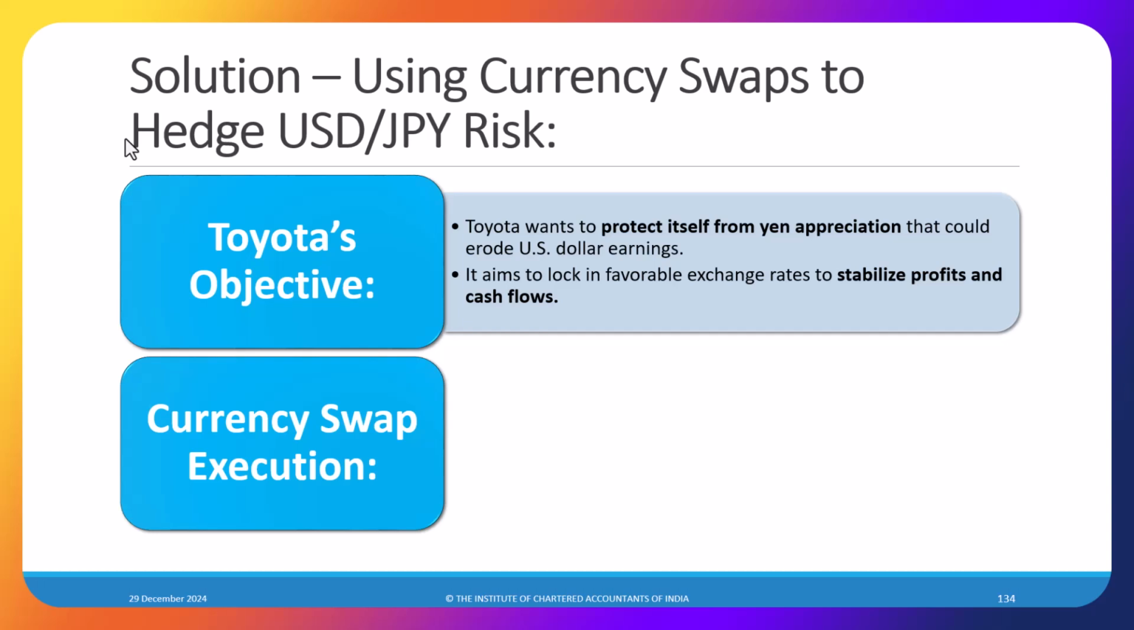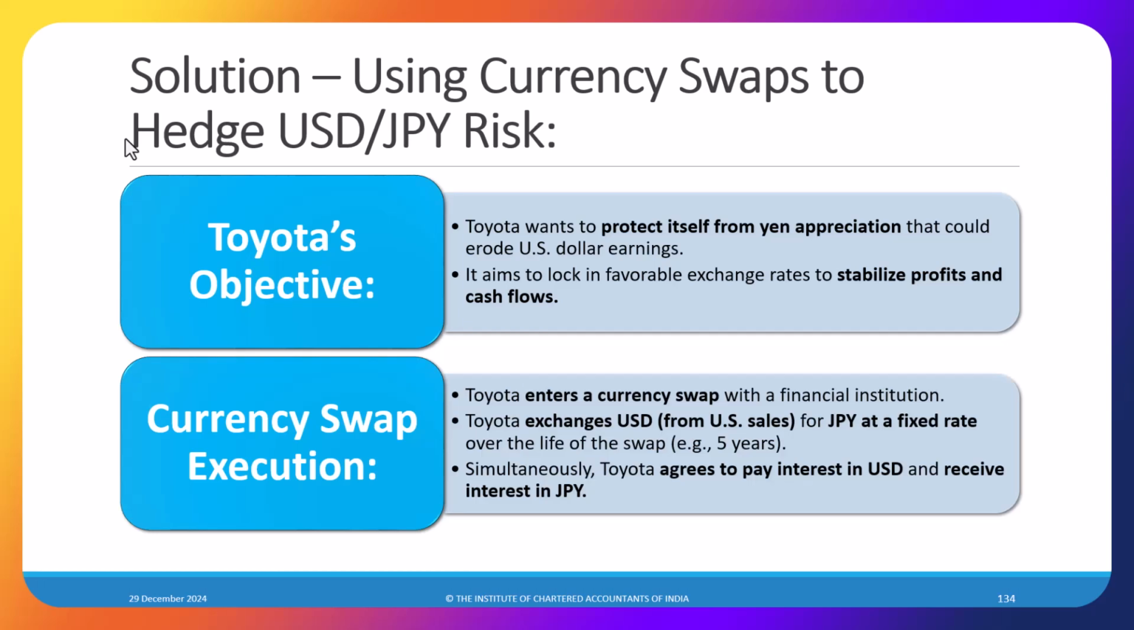Toyota enters into a currency swap with a financial institution or a bank, or they can even float bonds there. Toyota exchanges US dollars from US sales. So, whatever the sales which are happening there, they are going to earn that money. So, what they do is they exchange the USD for Japanese yen at a fixed rate over the life of the swap, that is 5 years. So, for 5 years they have fixed the rate now. So, they have got all the money in, say, one shot, at a certain rate.